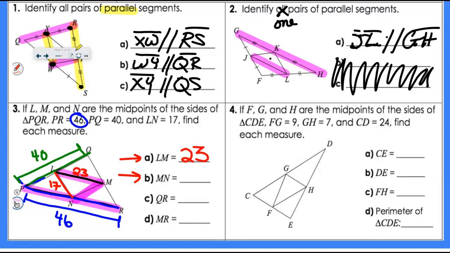I hear it. What is it? 20. It's half the one it's across from. Okay? So this guy over here is going to be 20. The last thing it also asks me for, sorry, is Q to R.